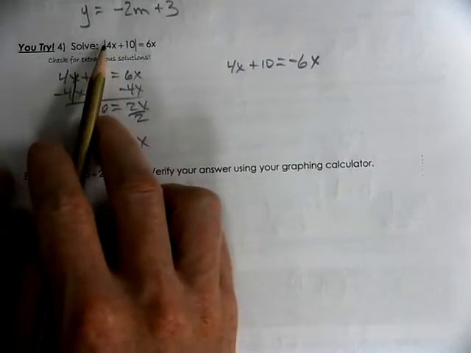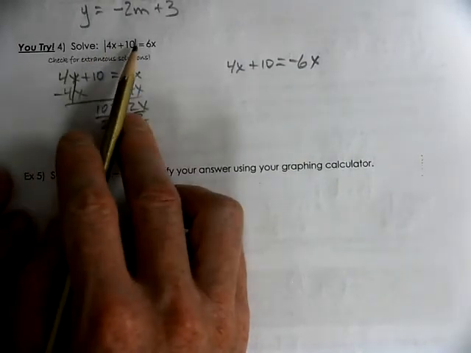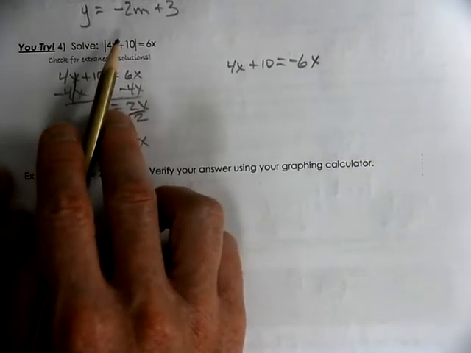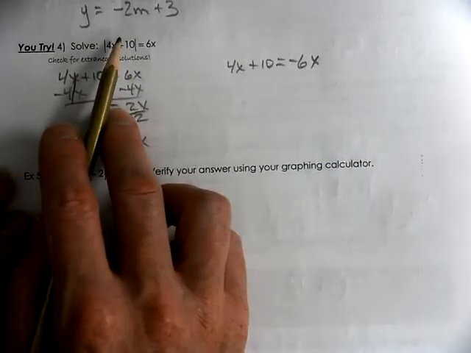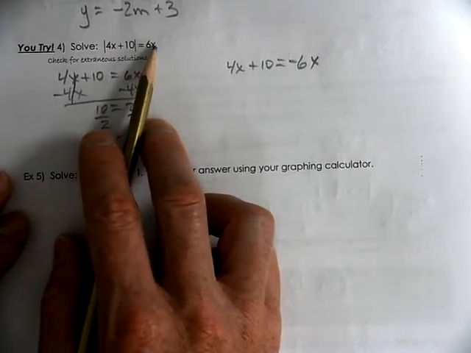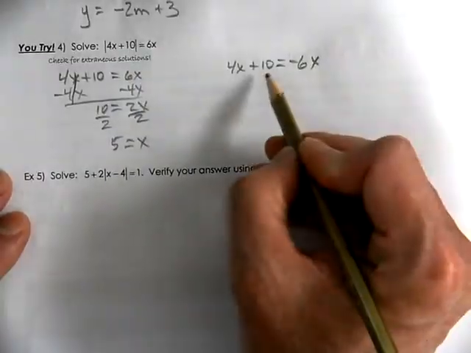And when we plug 5 in, we get 20 plus 10 is 30. The absolute value of 30 is 30. And when we plug in 5 on the other side, we get 6 times 5 is 30, and that worked out great.